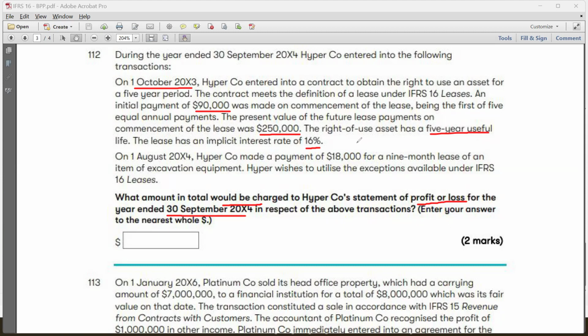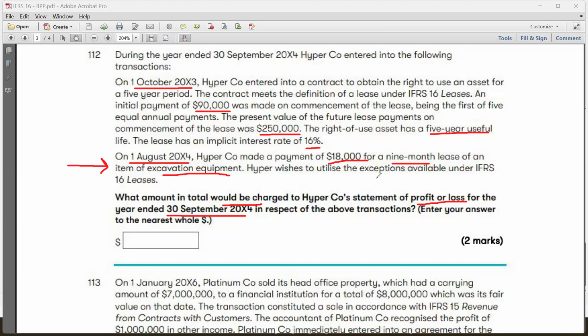Then comes the small twist here. This is the exception available under IFRS 16 for short leases, which are less than 12 months. So on August, now look at the dates carefully. The year end is 30th of September X4, and this is August 20X4. So this only counts for 2 months. Hyperco made a payment of 18,000 for a 9-month lease of an item of excavation equipment. It's a short lease. So for this, you are exempted from the whole treatment, and you only charge this to the profit or loss.